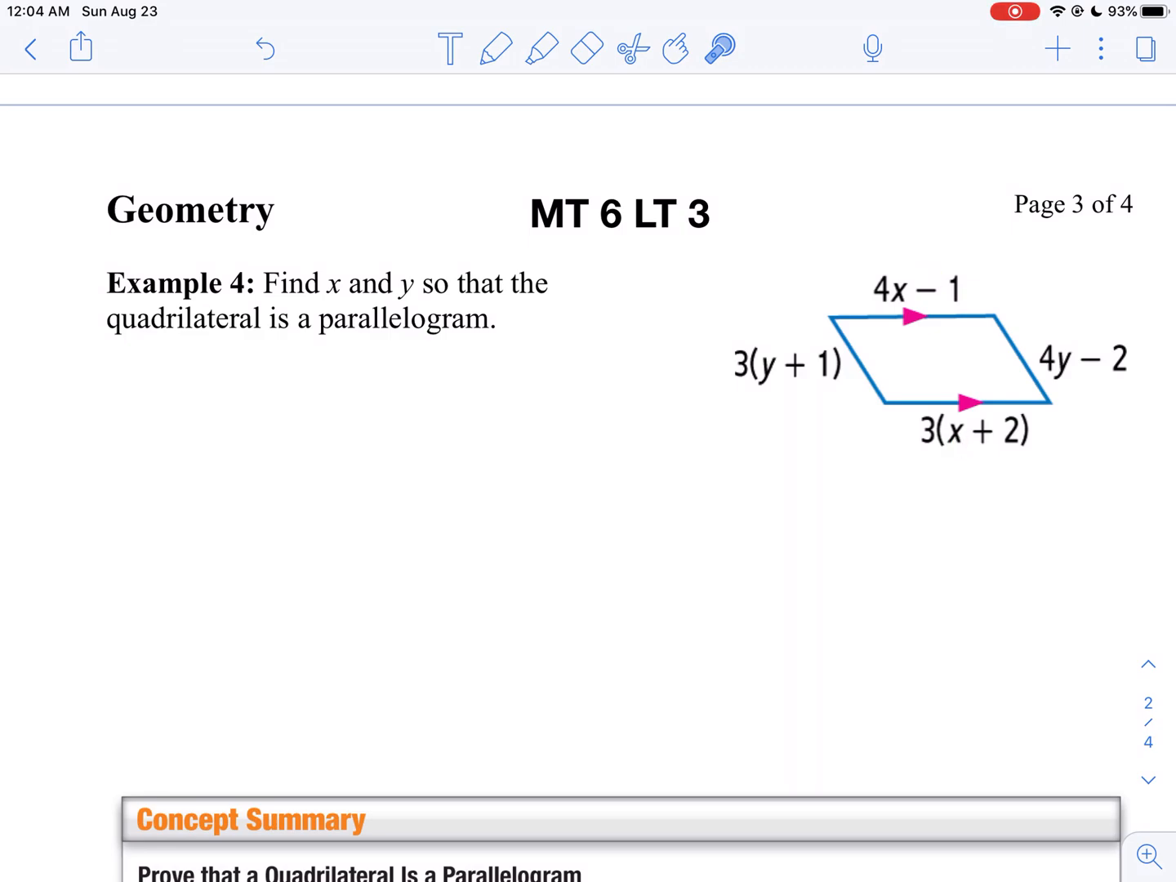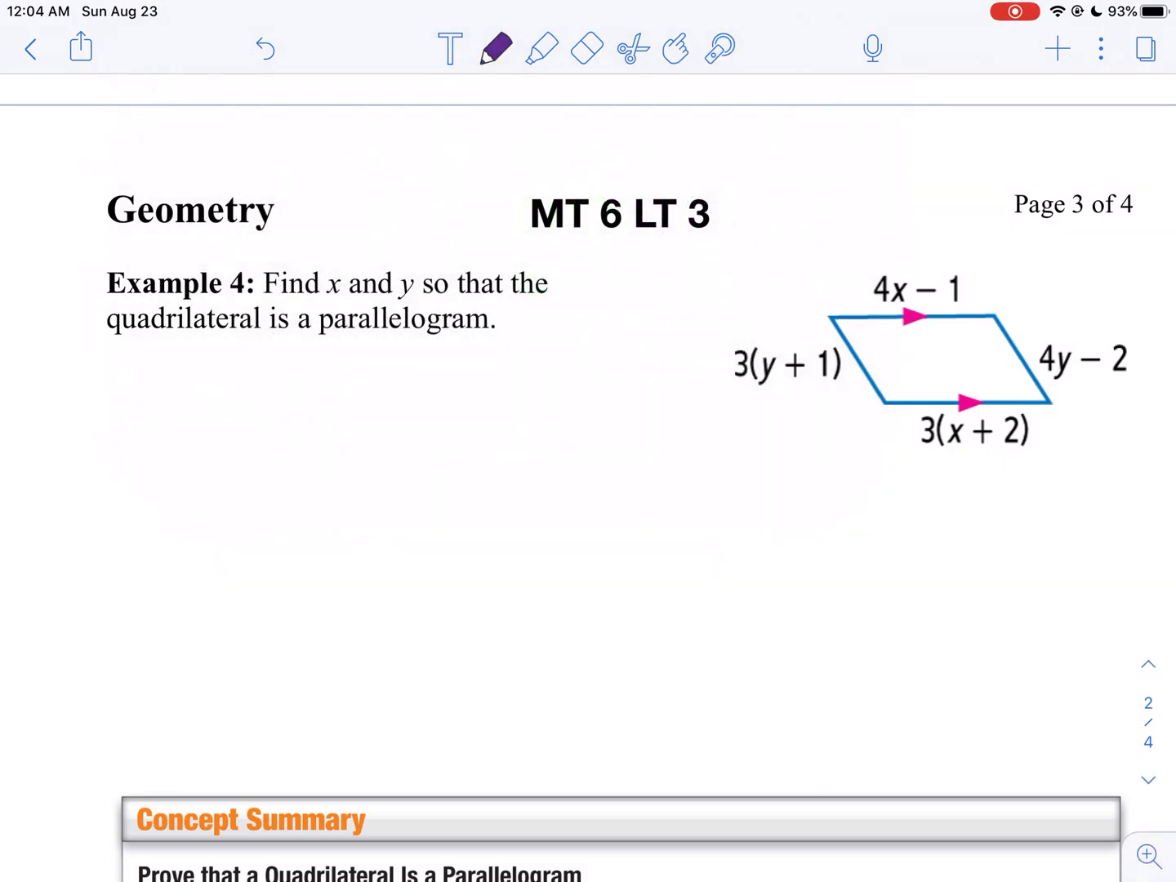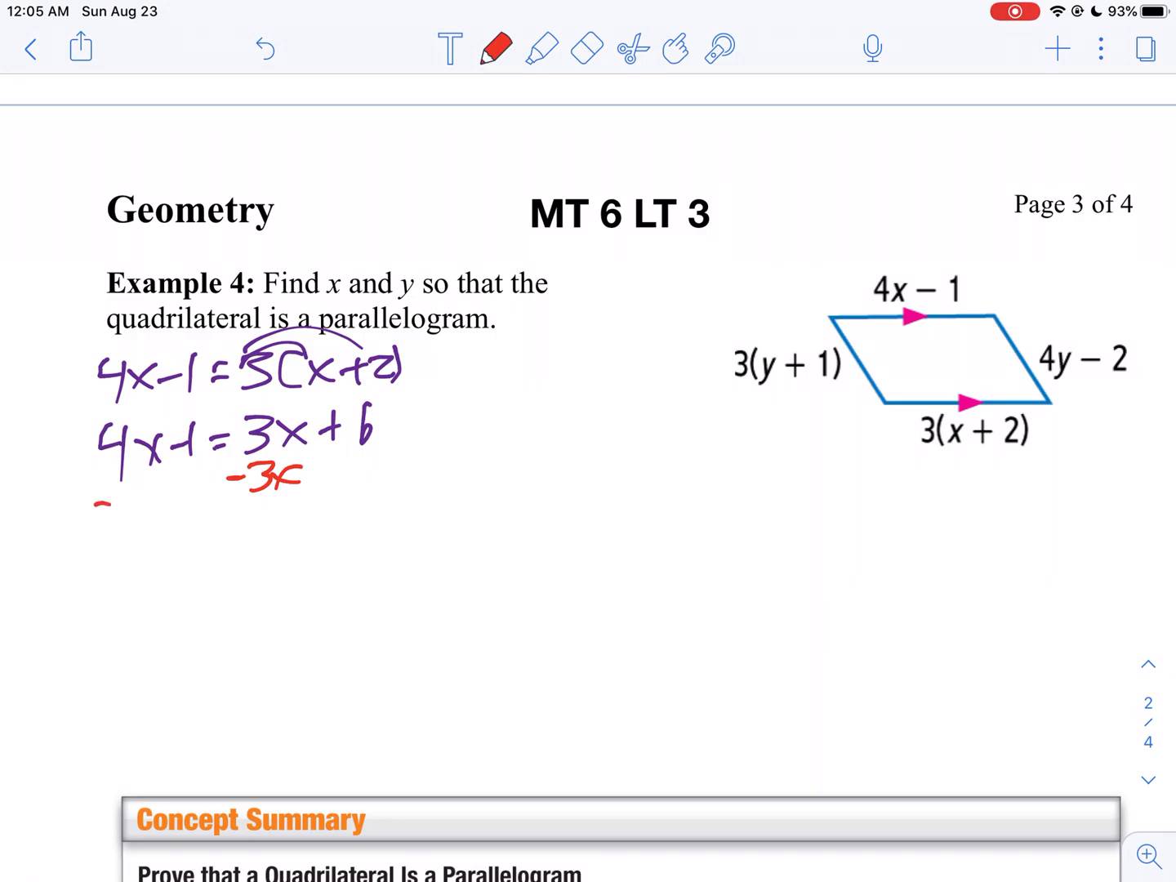So now let's do the algebra. So we're going to say 4x minus 1 would have to equal 3 times x plus 2. Well, now let's distribute. So 3 times x and 3 times 2, so we get 3x plus 6. Let's subtract 3x from both sides.